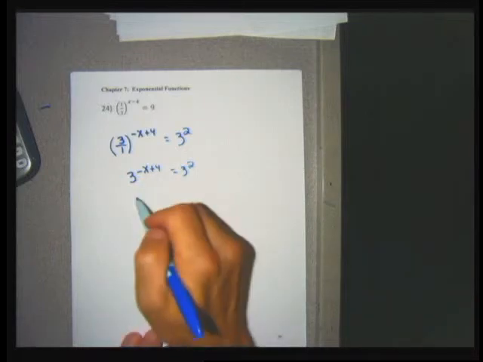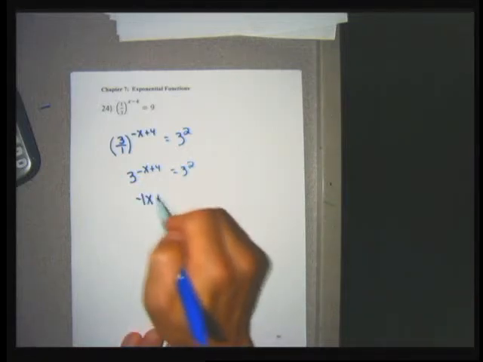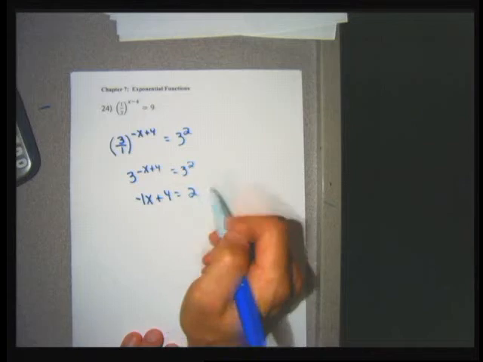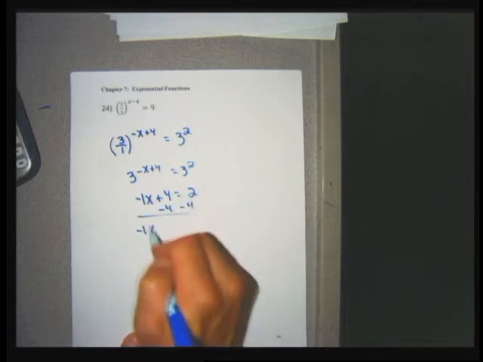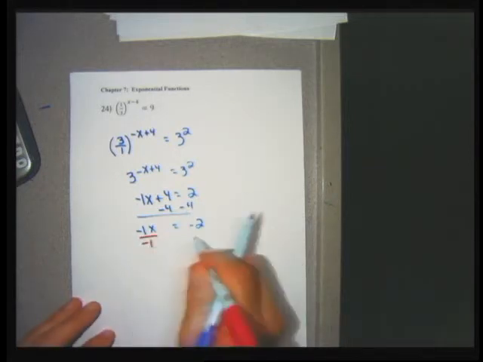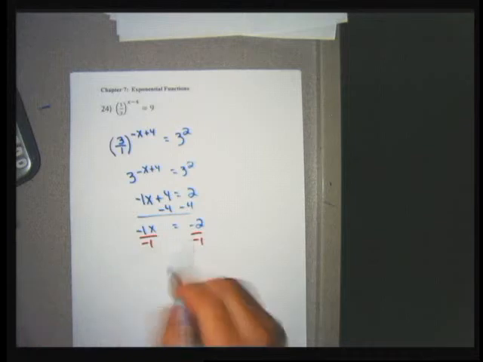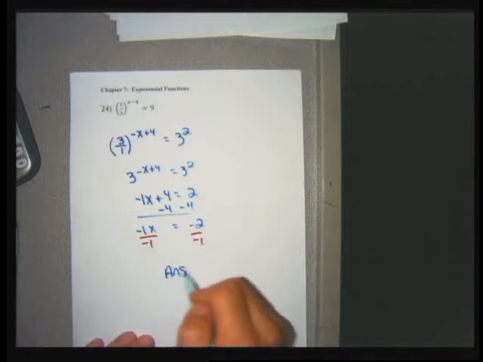Now I'm going to drop the 3's and go negative 1x plus 4 equals 2. Subtract 4 from both sides and get negative 1x equals negative 2. And then divide both sides by negative 1 and get x equals 2 for an answer.